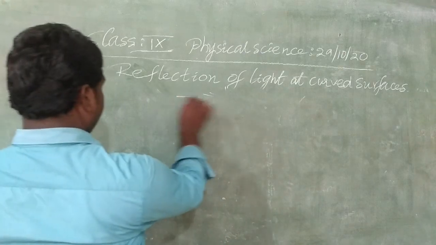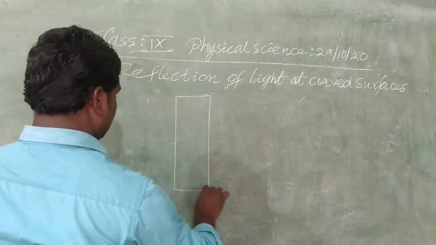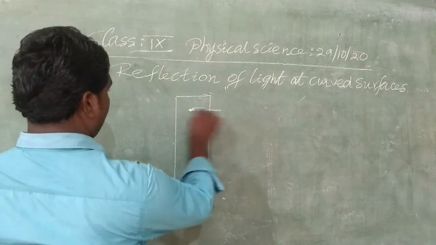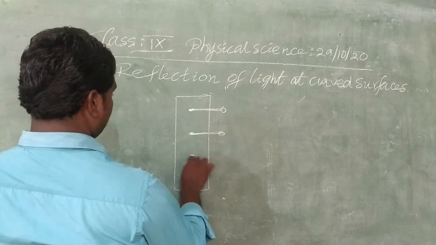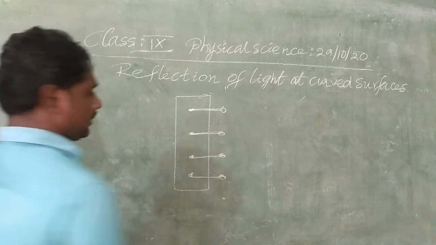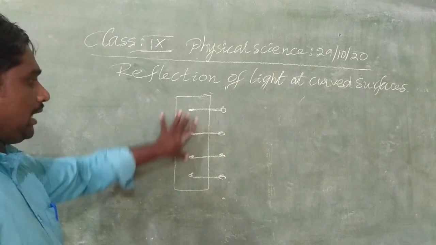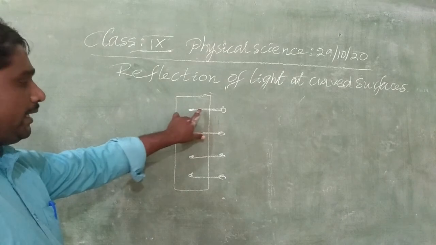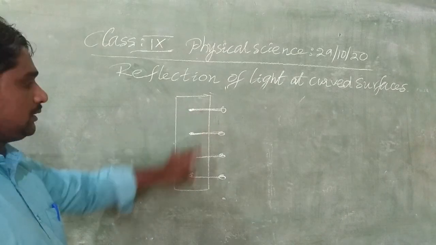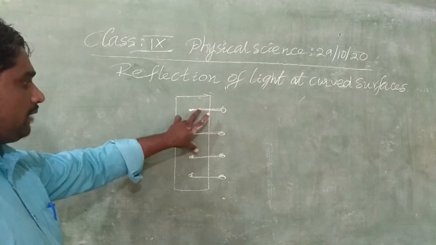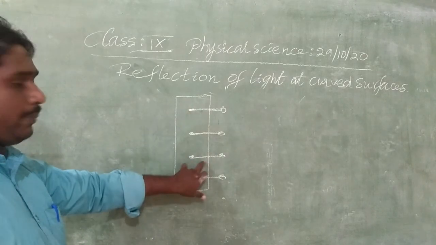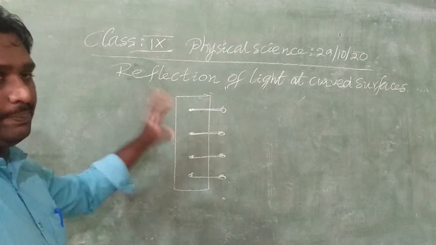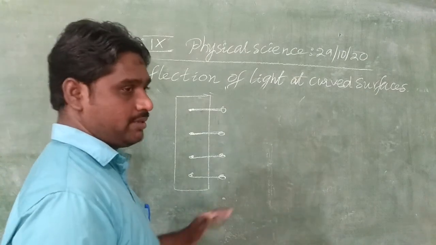For example, I will take a thin foam, or a rubber sole. Four pins are fixed along a straight line on the rubber foam. Each pin is perpendicular to the surface of the rubber sole. Perpendicular means normals.